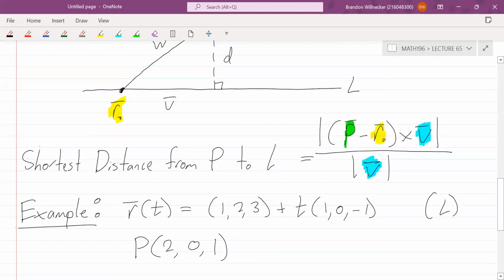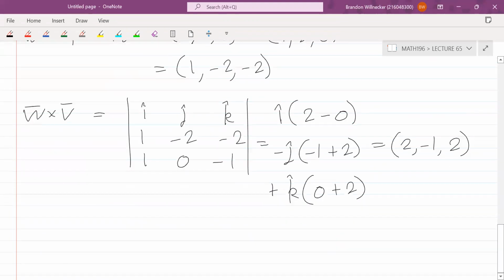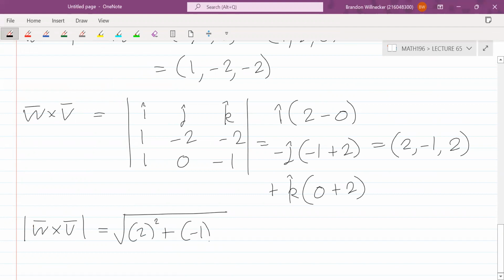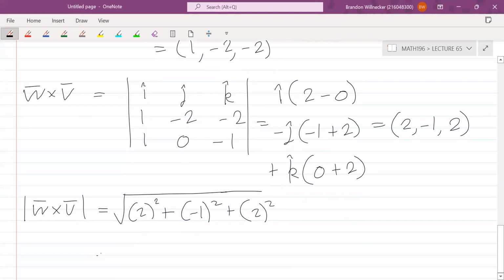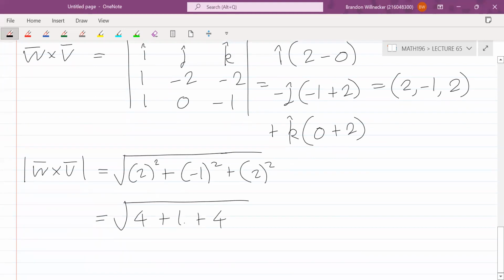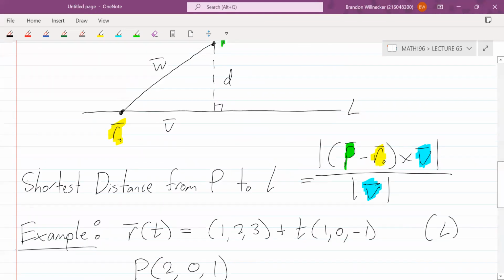Now if we go back here, we need the length, or the magnitude, of that vector. So the magnitude of W cross V is equal to the square root, and then we take each component and square it. So it's 2 squared plus -1 squared plus another 2 squared. That's 4 plus 1 plus 4, so 4 plus 4 is 8, plus 1 is 9, root 9 gives us 3. So we've got the numerator.